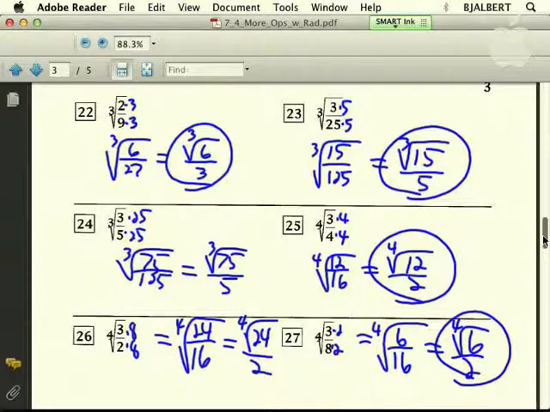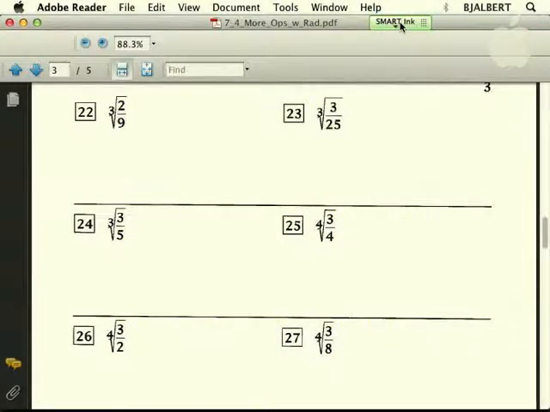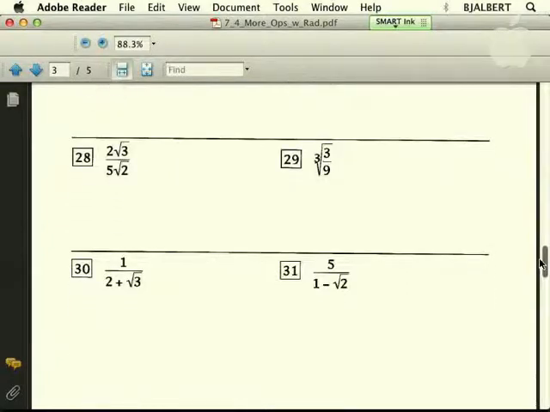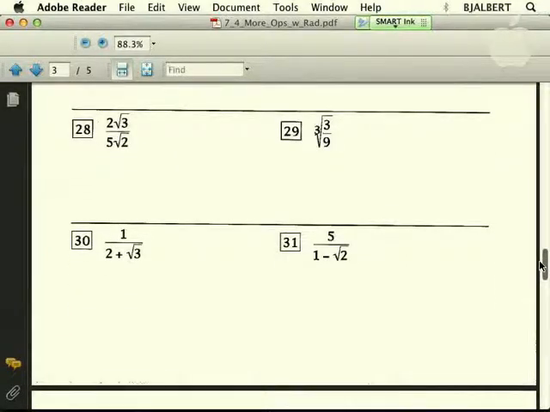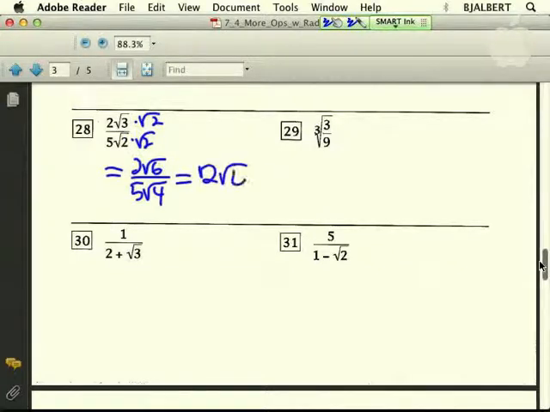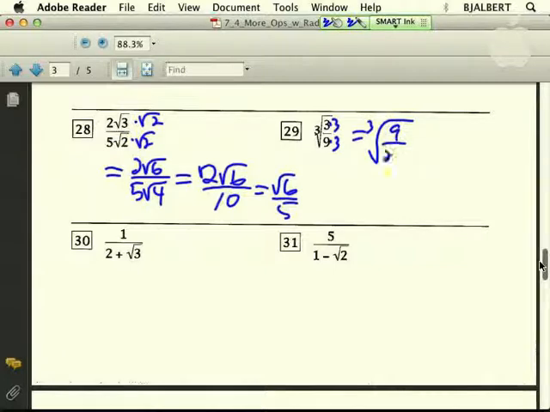A few more. 28. Multiply top and bottom by the square root of 2. So you get 2 square roots of 6 over 5 square roots of 4. So 2 square roots of 6 over 10, which is the square root of 6 over 5. In 29, you'd multiply top and bottom by 3, and you'd have the cube root of 9 over 27, which is the cube root of 9 over 3.